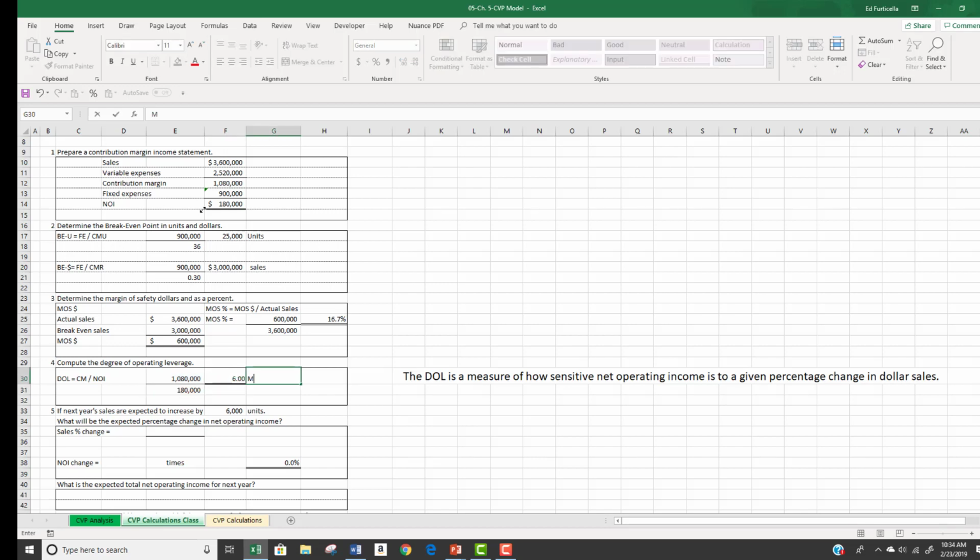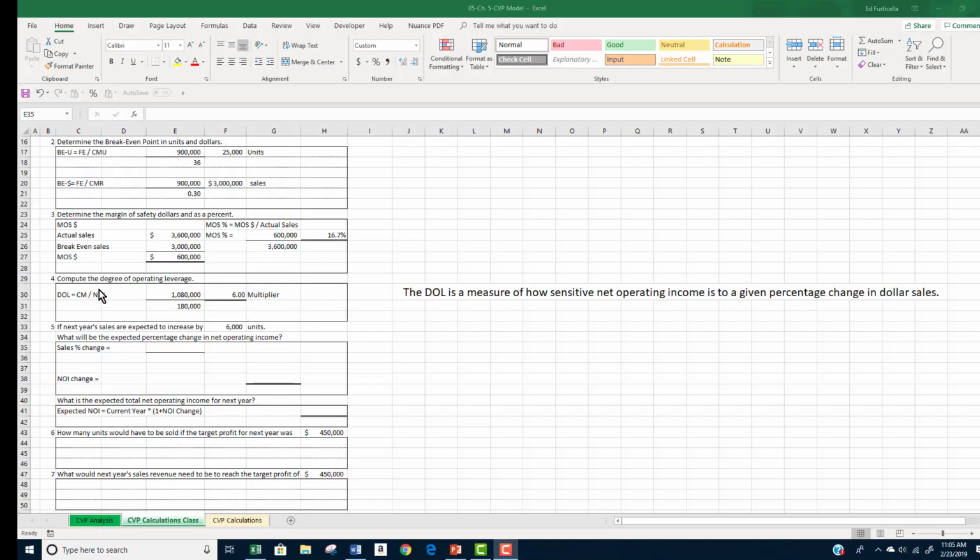That's a multiplier. Now that we've determined our degree of operating leverage to be 6, we can use that multiplier to determine projected future net operating income.